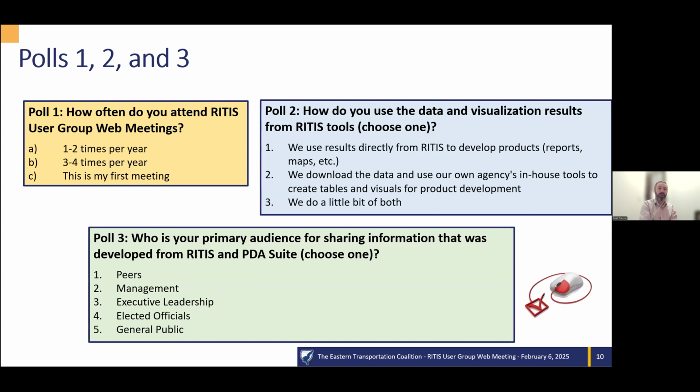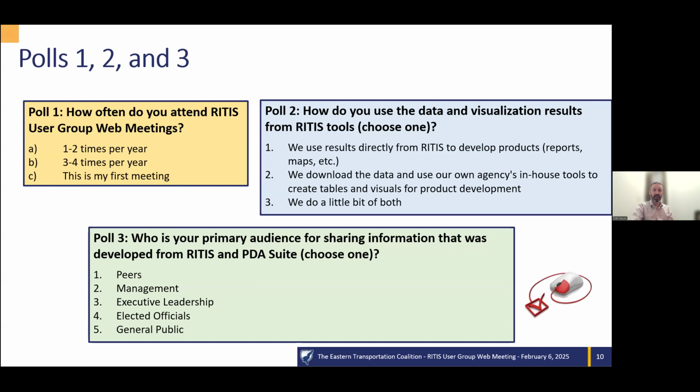So first up, we're going to get those brains exercising and get an idea of who you are and how you use RITIS. So, 3 polls. First one, how often do you attend the RITIS user group meetings? 1 to 2 times per year, 3 to 4 times per year, or this is your first meeting.